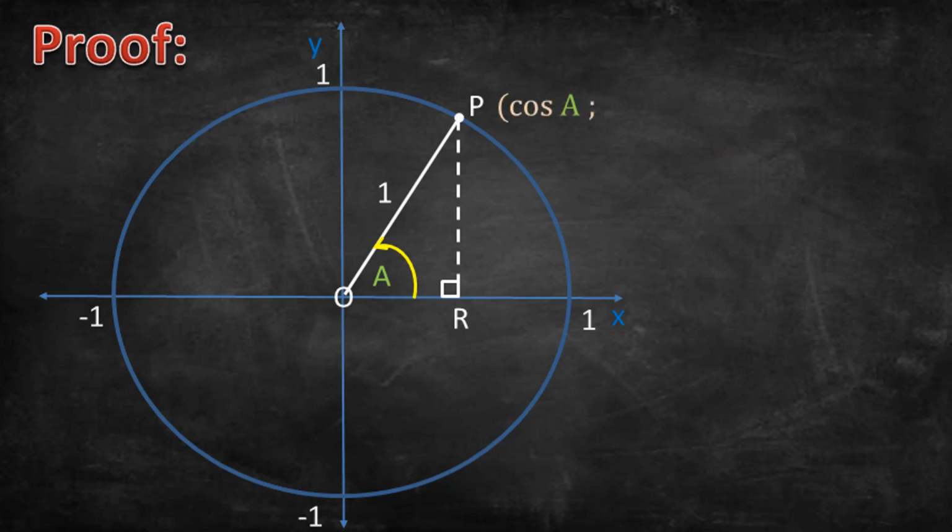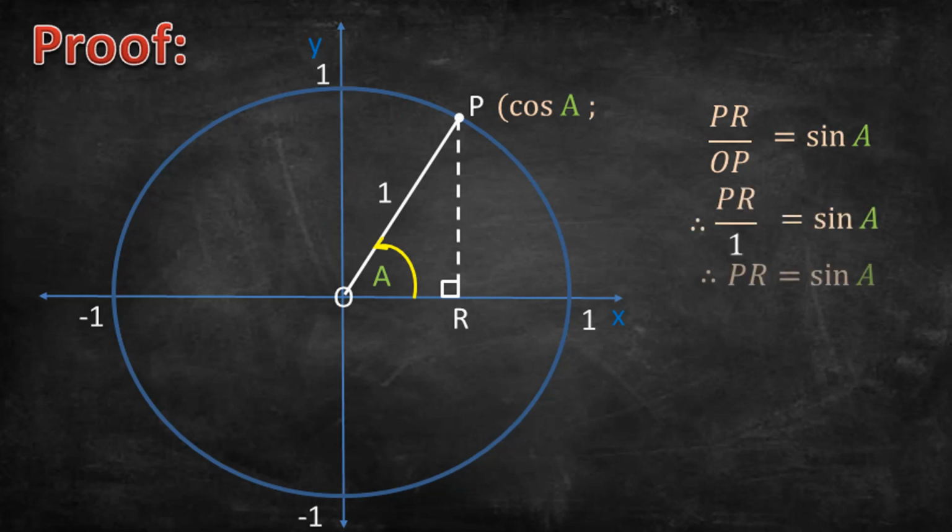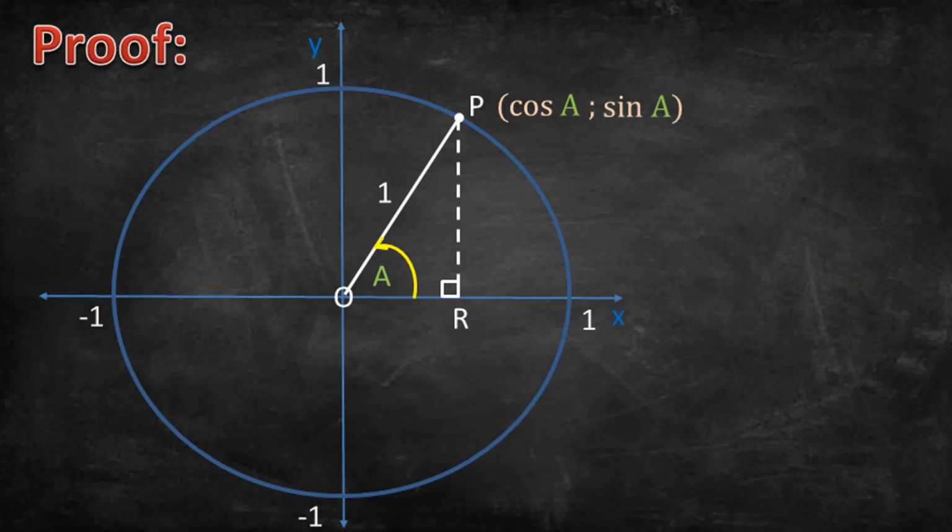Also inside triangle POR, PR over OP is the sine of angle A. And once again, since OP is equal to 1 unit, we find that PR is the sine of A. Of course, PR is the y-coordinate at point P. So then we find that the y-coordinate at P is the sine of A.